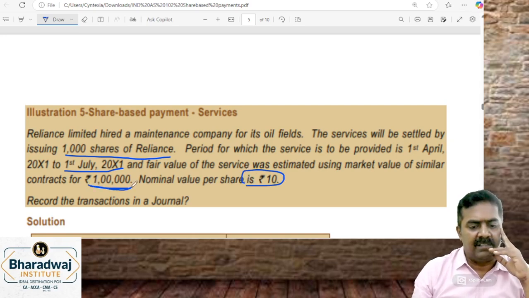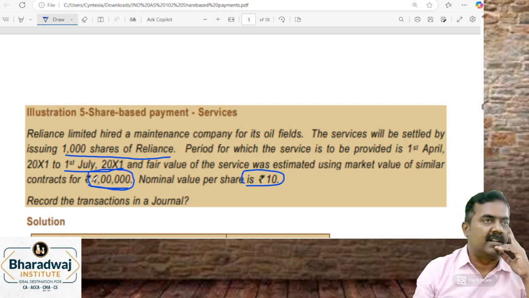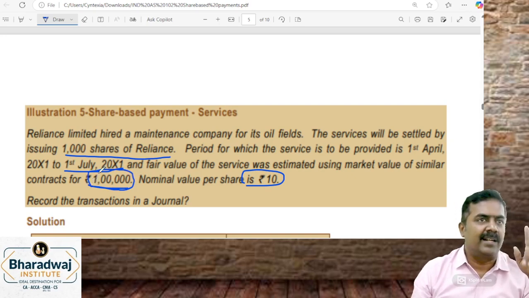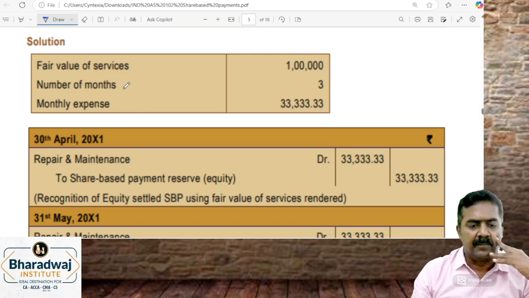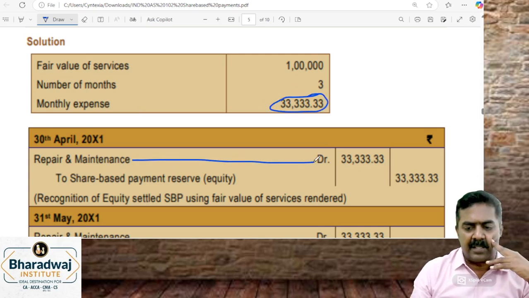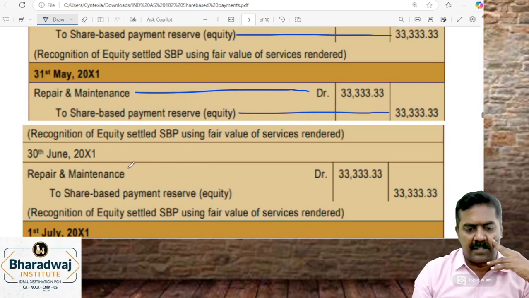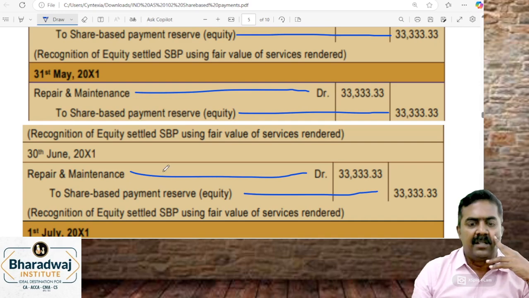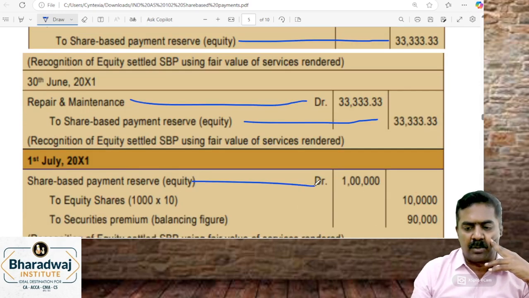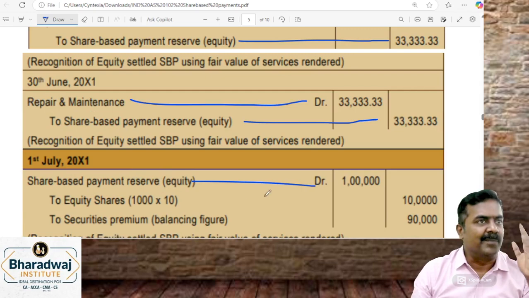So the fair value of the services will be taken as the fair value of the transaction. 1 lakh divided by 3 months, monthly you will pass the journal entry. So 33,333.33, repairs and maintenance account debit to share-based payment reserve. Why? Because we are going to give equity shares. Again on 30th June, repairs and maintenance account debit to share-based payment reserve. In the share-based payment reserve you have created a total of 1 lakh, nothing but the fair value of the services.